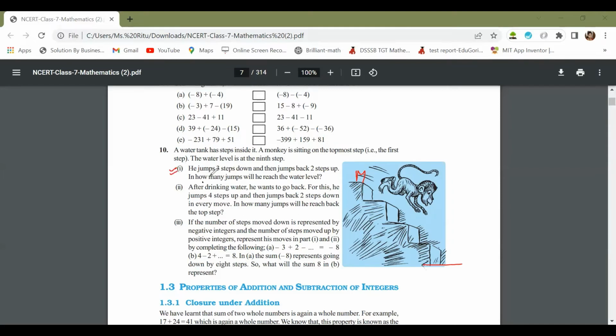First part, let's solve this. He jumps 3 steps down. So the monkey first jumps 3 steps down, and after that jumps back 2 steps up. So first he goes 3 steps down and then 2 steps up. When we go down, that means we are going in a negative way. Because when you go to the basement in a lift, you press -1, -2 like this, and when we go up to the first floor, second floor, we press +1, +2.